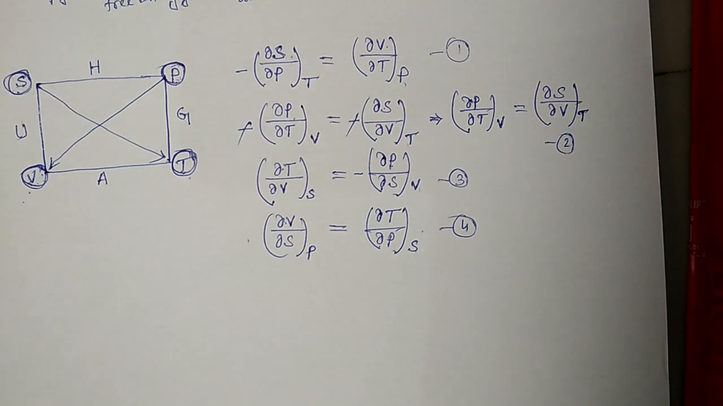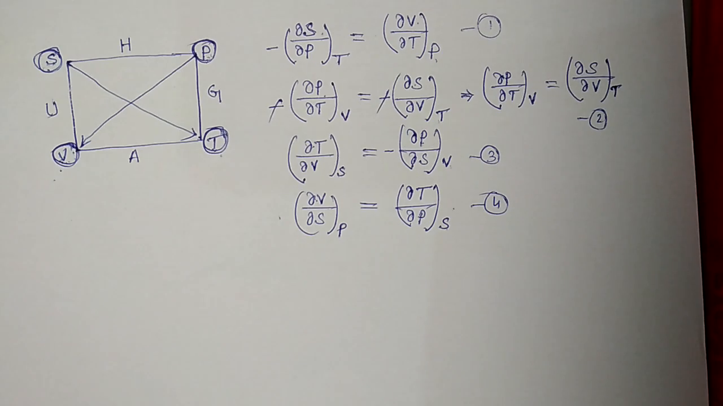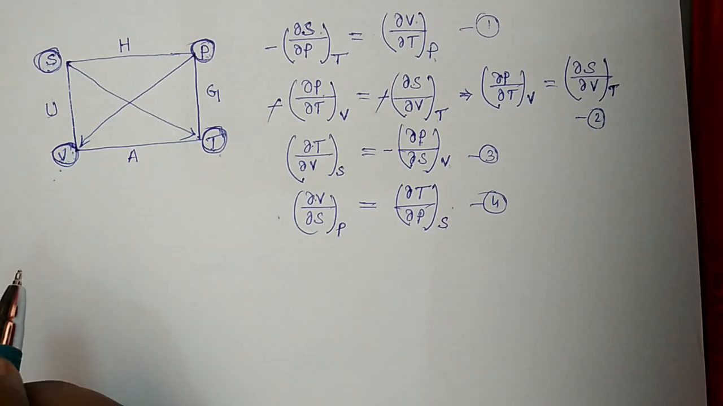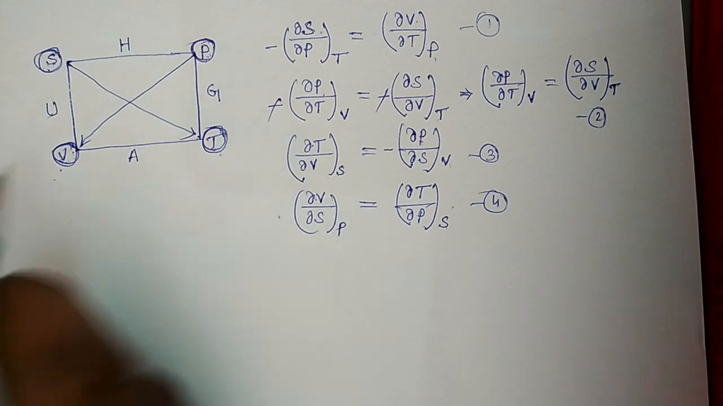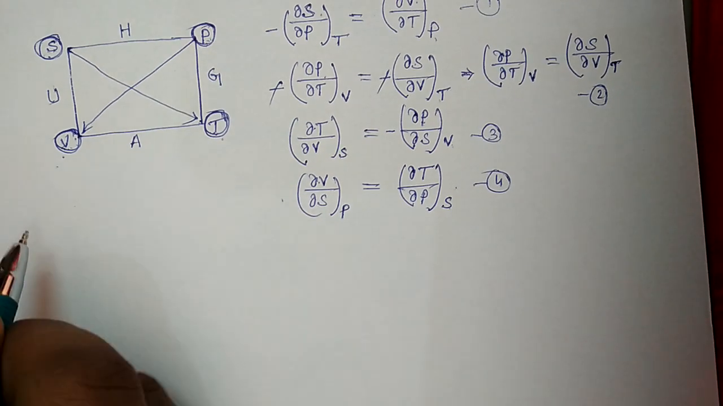These four are the main Maxwell relations, and this is very important for CSIR NET, GATE and JAM exams. Now we have to see what the Maxwell equations are. There are another four Maxwell equations, and what are these?